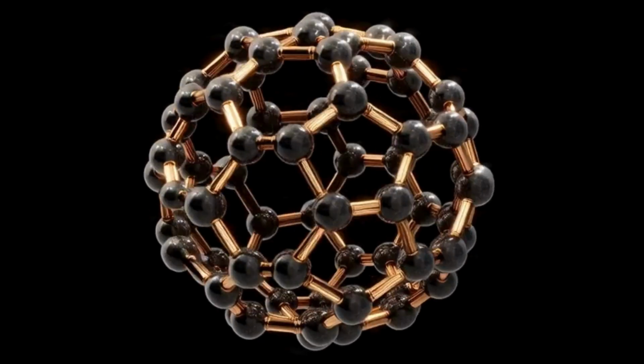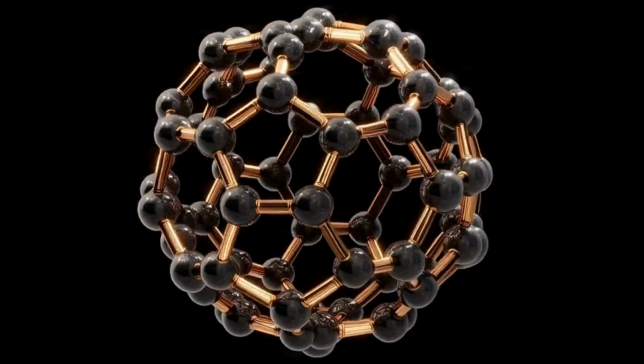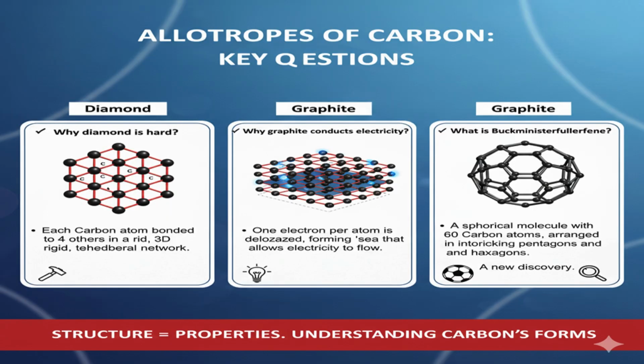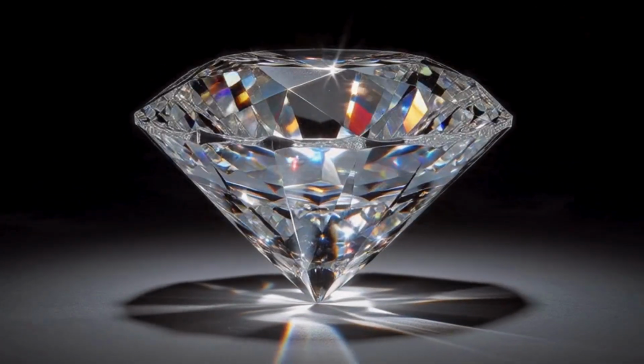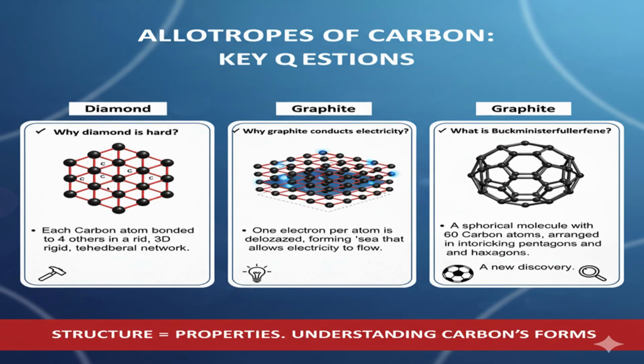Now some exam questions for you to think. Why is diamond hard? Why does graphite conduct electricity? What is Buckminster fullerene? First answer, diamond is hard because each carbon atom is strongly bonded to 4 other carbon atoms in a tetrahedral arrangement, forming a 3-dimensional rigid network. This continuous network of strong carbon-carbon covalent bonds makes diamond the hardest natural substance.